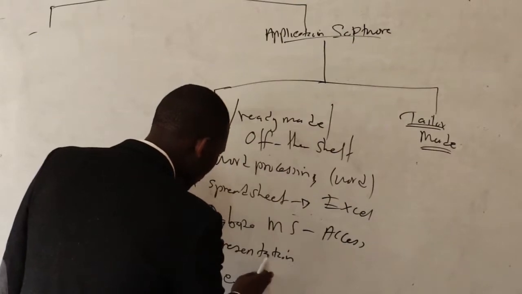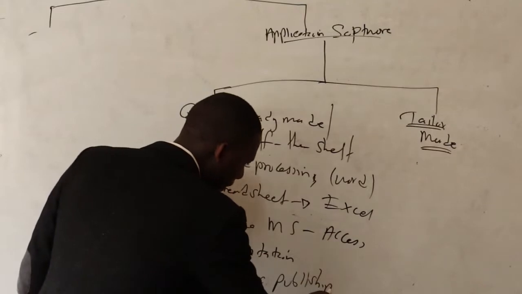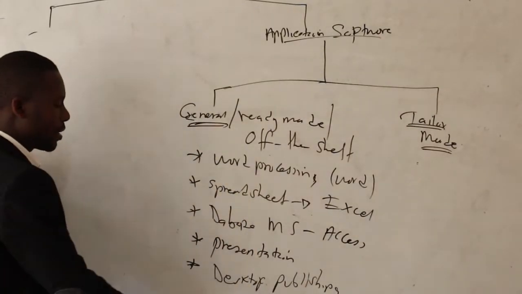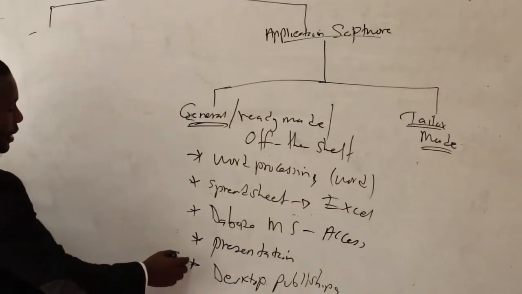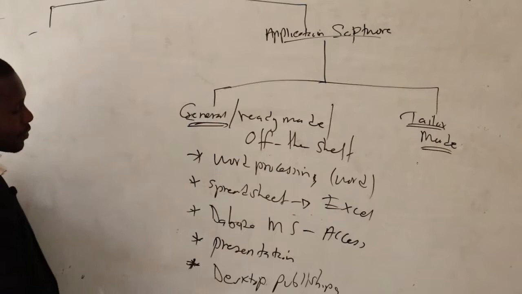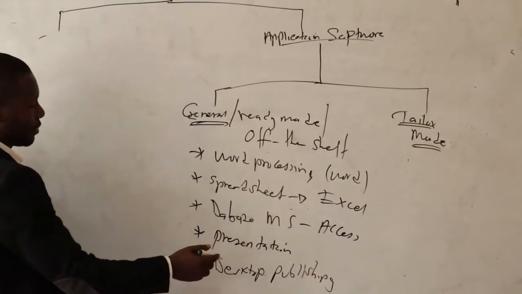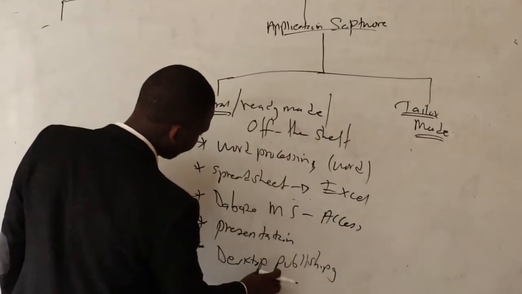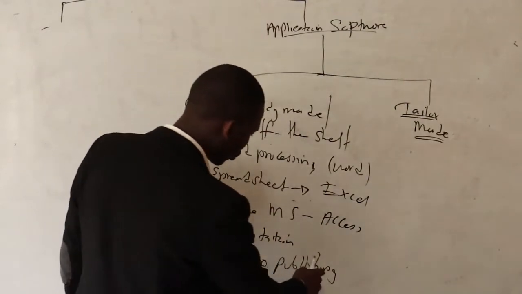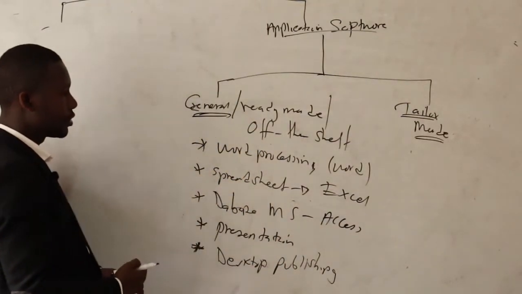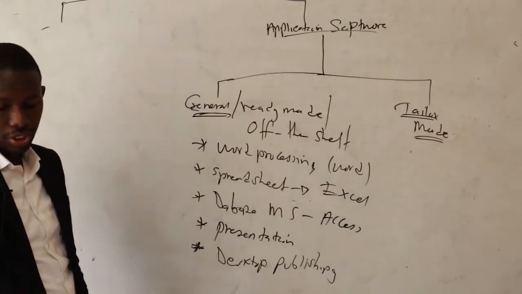We have desktop publishing softwares. These are normally used under the umbrella of computer artwork, that is the framework of art and design, to create graphic design and publications. So here you may have software like Publisher, CorelDRAW, Photoshop, Illustrator. All those programs used in graphic design are normally ranked under desktop publishing softwares.